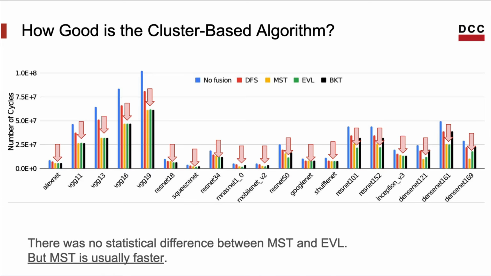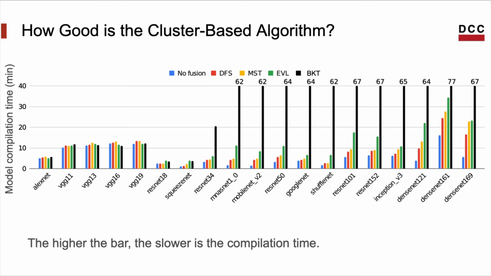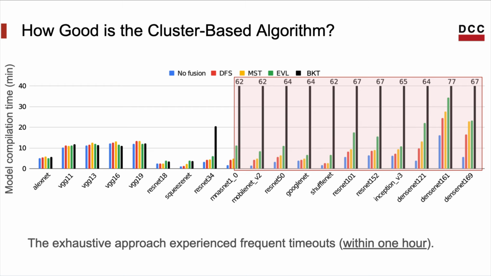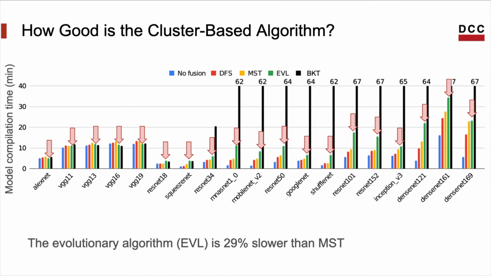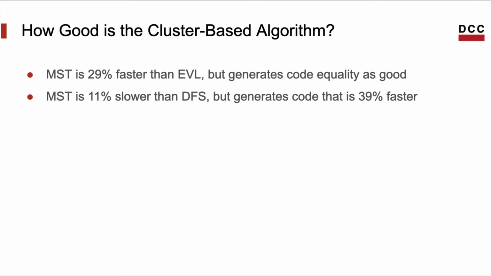It yields faster compilation times. Let me show you how fast. In this case, I will be reporting compilation time. Here it is. The higher the bar, the slower is the algorithm. We had a timeout of 1 hour, and backtracking met this timeout in 11 of the benchmarks. These are the largest benchmarks. The evolutionary algorithm in turn is about 30% slower than the proposed MST technique. So in the end, MST is 30% faster and yields code of similar quality.